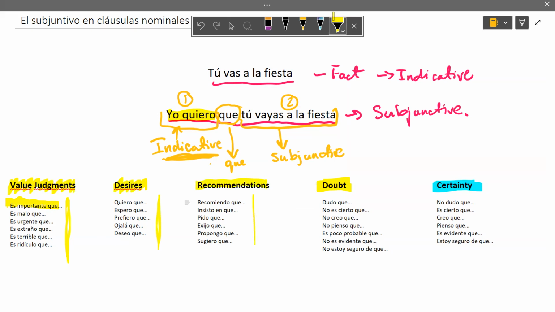Another one is recommendations, right? I recommend that. Doesn't mean that the person actually does it, but that's what makes it subjunctive, right? It's not you go to the party, it's I recommend that you go to the party. We don't know if the person's actually going to go to the party, but that's a recommendation, and that's what makes it subjunctive. So if you see recomiendo que here, you know that whatever comes afterwards is going to be in the subjunctive. Another one is doubt. If you're expressing a doubt, right? Yo dudo que, you know whatever comes afterwards has got to be in the subjunctive.